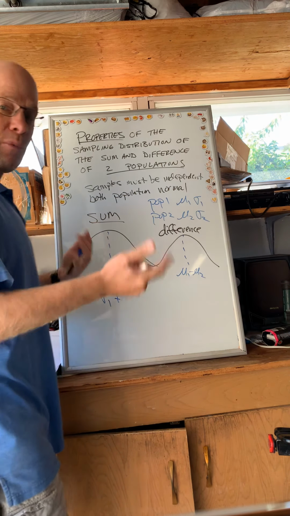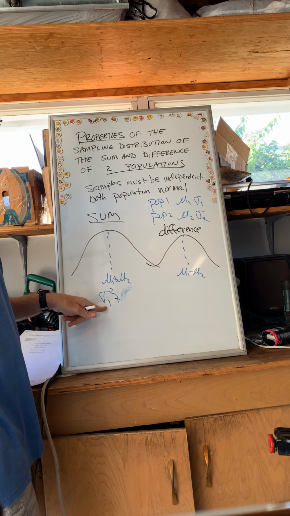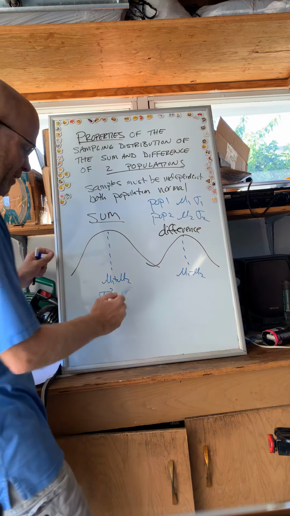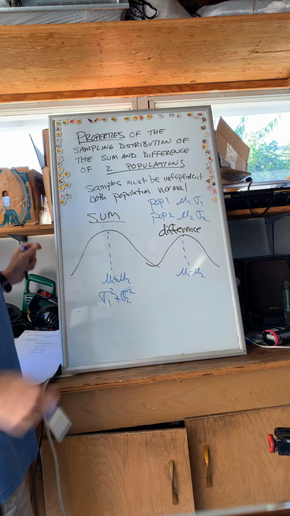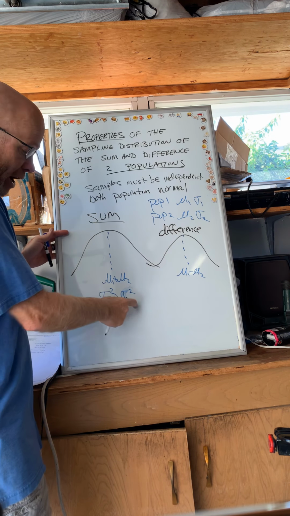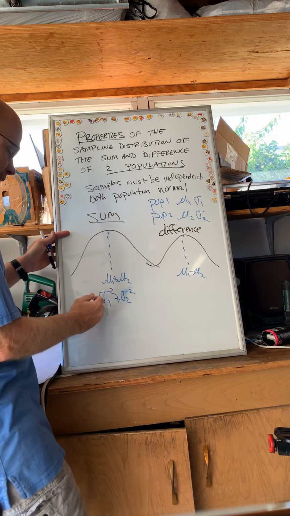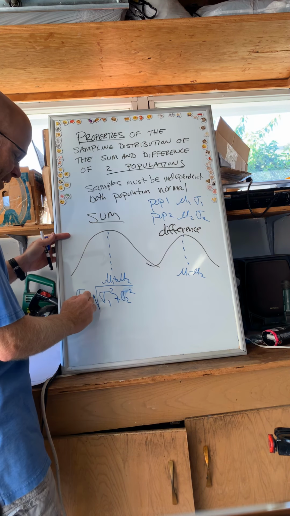You can't actually do any work with the standard deviations, but you can with the variance. So you might remember this term is called variance. You square the standard deviation of one, and you square the standard deviation of the second one, and you add them together. I'm sorry, you square them, get the variances, add them together, and then you take the square roots. That's going to give you the standard deviation.